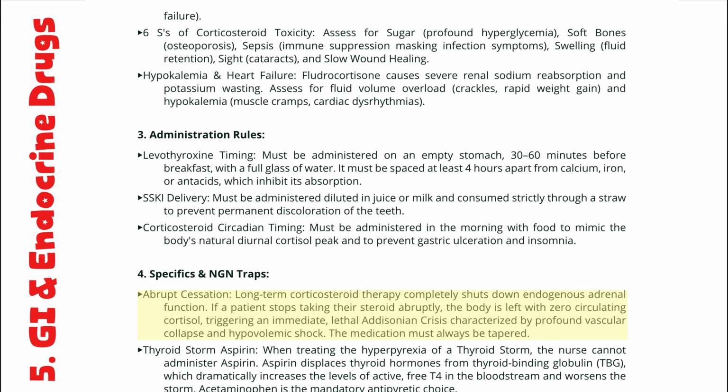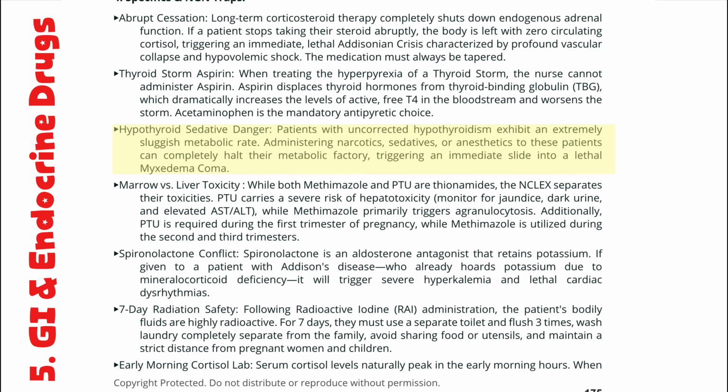Always taper. If a thyroid storm patient reaches for aspirin, stop them. It actually displaces thyroid hormone and makes the storm worse, so acetaminophen only. Hypothyroid patients are extremely sensitive to sedatives. A routine narcotic dose can tip them straight into myxedema coma.